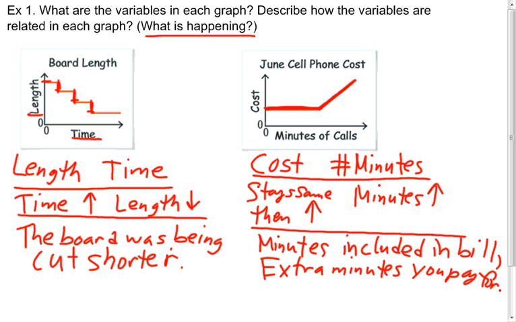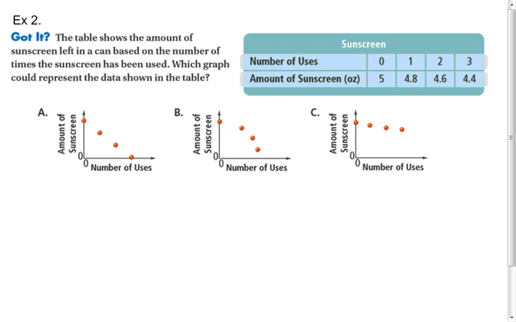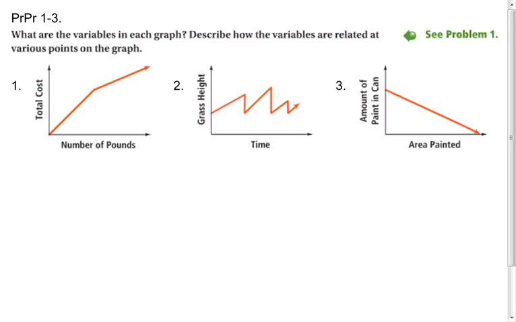Okay? So, for both of these answers, we have what are the variables, we have describe how they're related, so what's happening to both of them, or what's happening to the variables, and then what's actually happening in the entire problem. The one on the left, the board was being cut shorter. The one on the right, you had some minutes included, but once you got past that, you have to pay extra for those. Okay? You can pause the video here. Do practice problems 1 through 3 the same way we just did. There's not a whole lot of space here in your little boxes. If you need to answer on a separate sheet of paper and then staple it together, that's fine.